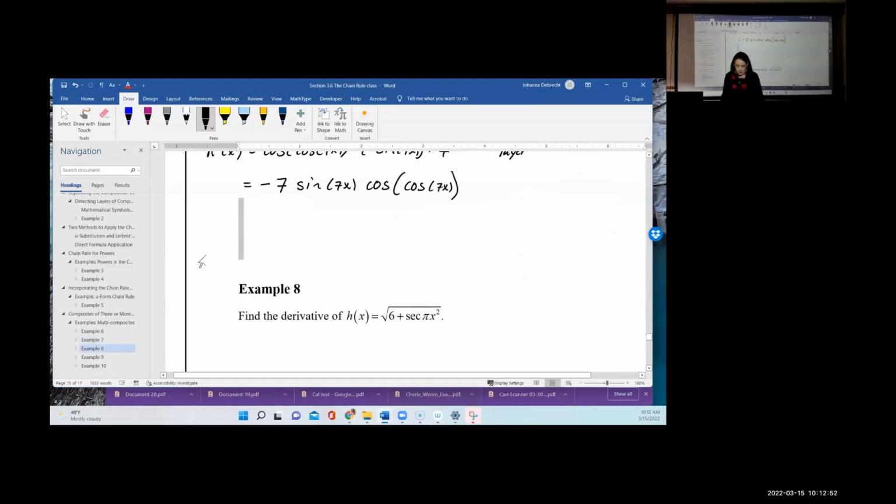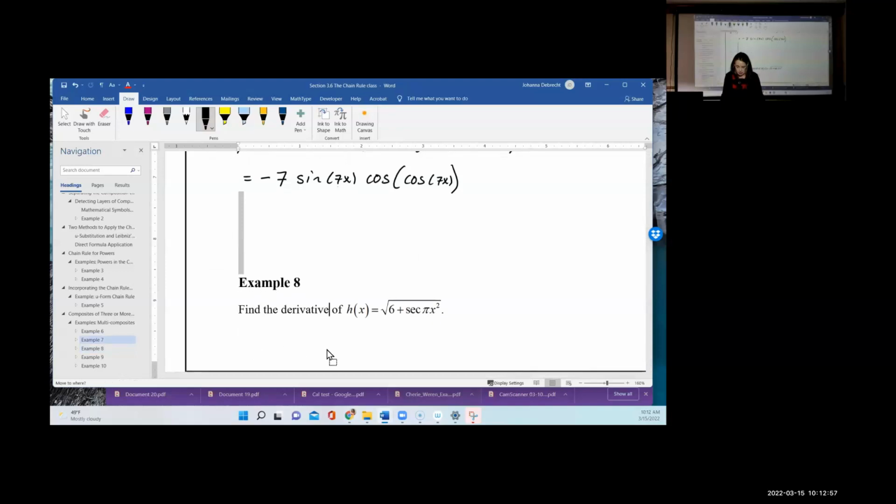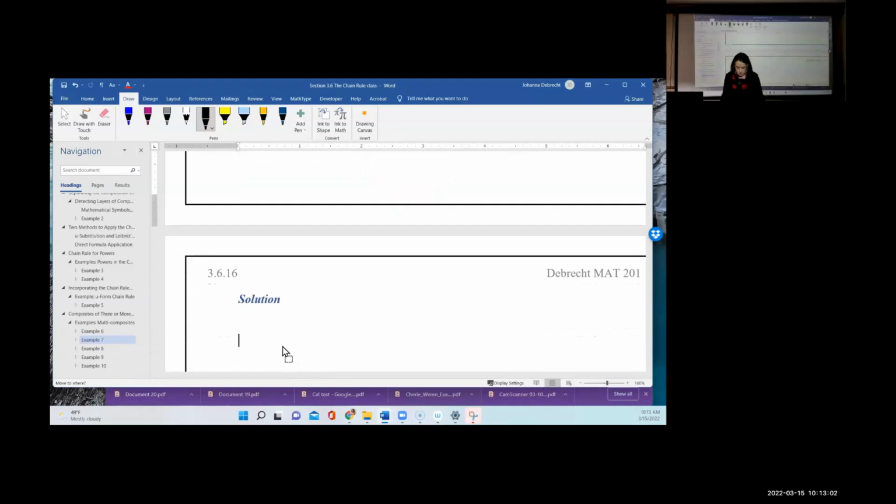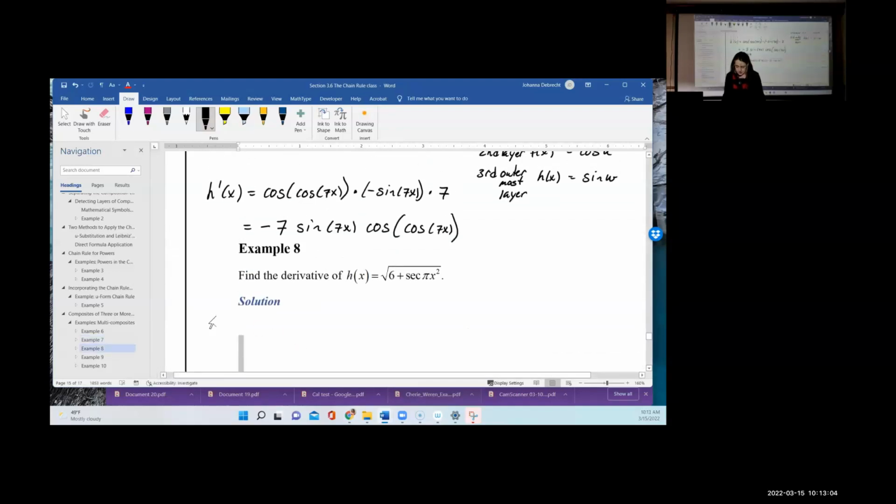Let's take a look at the next one, which is this one right here, and let's decompose it and then find the rest of it. See if I can get it to pop up. All right. This one is a lot trickier. On the inside, we have actually a sum, which is 6 plus the secant of pi x squared.